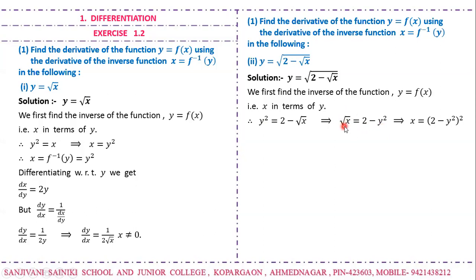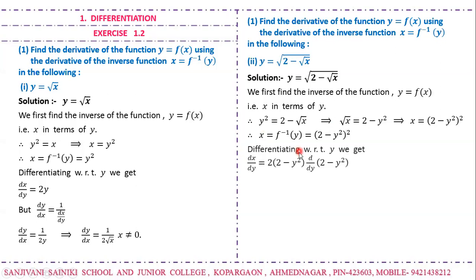Again there is a square root for x, so again we will square the term. We get this. Now we have written the given function in terms of y. So x is equal to f inverse of y is equal to (2 minus y square) whole square. Now we will differentiate this with respect to y. Now how to differentiate? dx by dy is equal to d by dy of (2 minus y square) whole square. So it is f of y square. Its derivative is 2 times f of y raised to 2 minus 1 into f dash of y, using the chain rule.